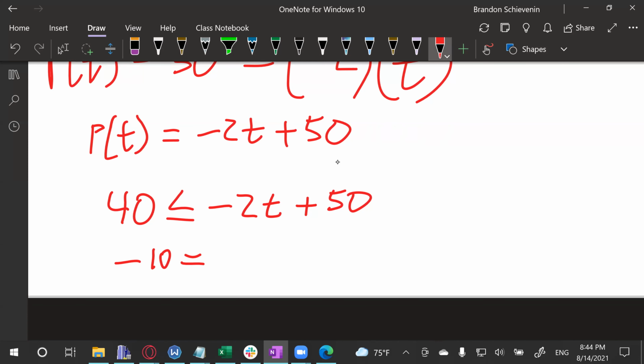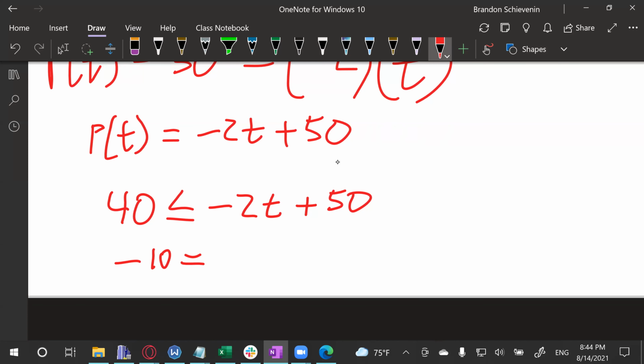So divide both sides by -2. Okay, 5 greater than or equal to t. Something weird happens when I divide by a negative number for our inequality. So if 5 is greater than or equal to t, since I'm dividing by that negative number, I'm going to flip our inequality.